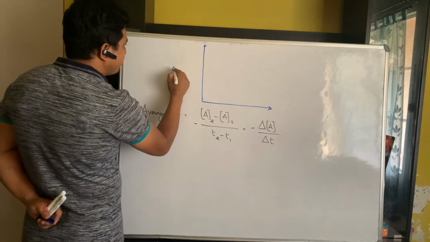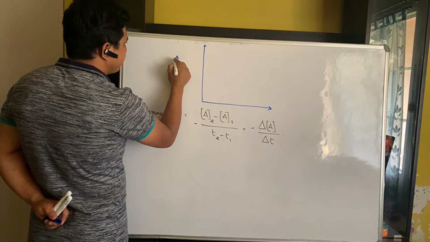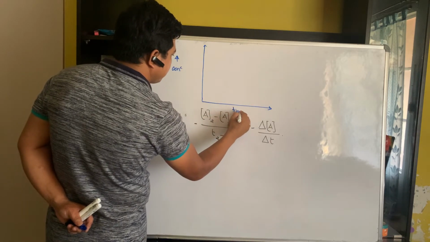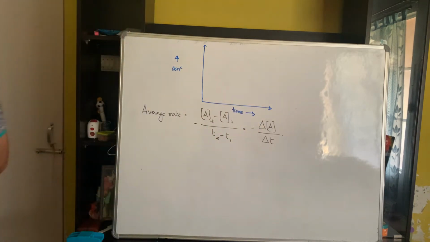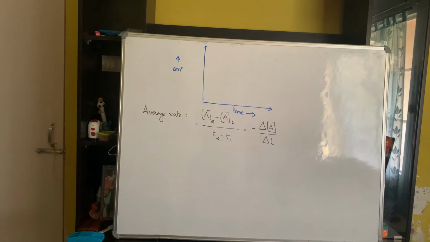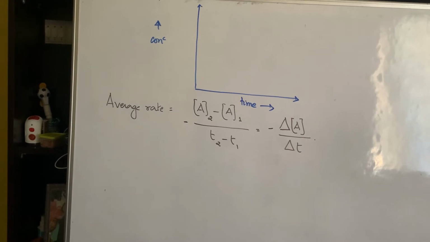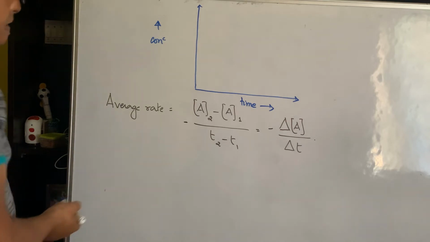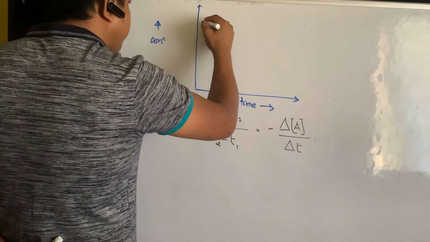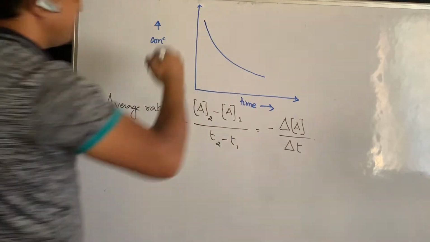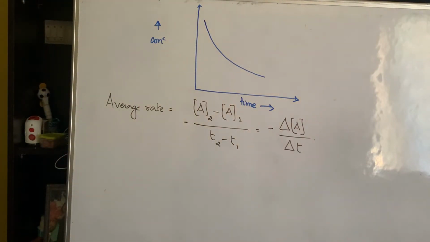Okay, I'm going to plot a concentration versus time graph for your reactants. What will happen to the concentration of the reactant? What did we study? The concentration of the reactant gradually decreases with time. So the nature of the graph will be like this. So this is for your reactant.